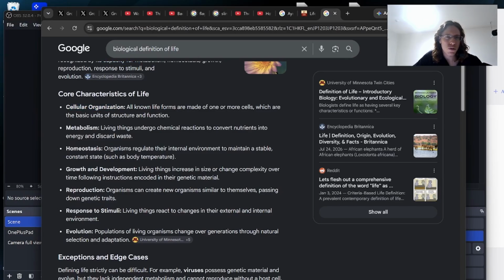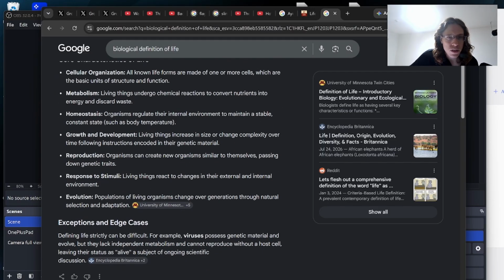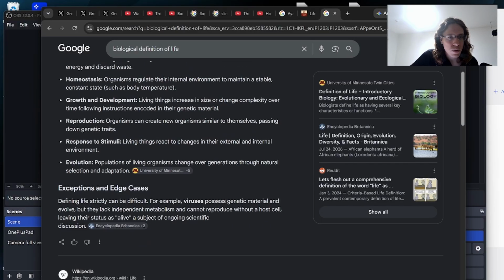Cellular organization. All known life forms are made of one or more cells, which are the basic units of structure and function. Metabolism. Living things undergo chemical reactions to convert nutrients into energy and discard waste. Homeostasis. Organisms regulate the internal environment to maintain a stable, constant state, such as body temperature. Growth and development. Living things increase in size or change complexity over time following instructions contained in their genetic materials. Reproduction. Organisms can create new organisms similar to themselves, passing down genetic traits. A response to stimuli. Living things react to changes in the external and internal environment. And evolution. Populations of living organisms change over generations through natural selection and adaptation.